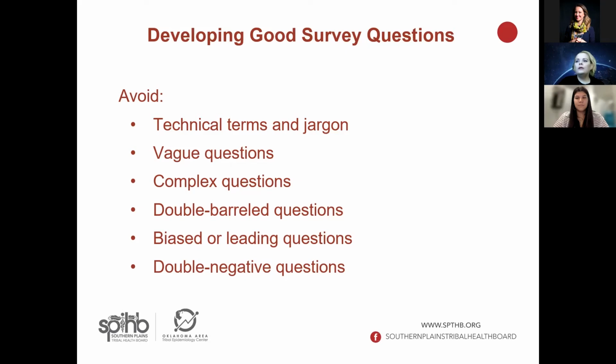You want to avoid jargon, technical terms. You want to avoid vague questions, complex questions. You want to avoid double-barreled questions. Sometimes I've seen questions that ask two questions in one, like, is there a problem with substance abuse, like opioid abuse and alcohol, in your community? Well, that's two questions. You've asked about opioid use and you've asked about alcohol. So you just want to make sure that you're asking one question. And also avoid double negatives. Try not to use no and not in the same question because it can confuse the participant.